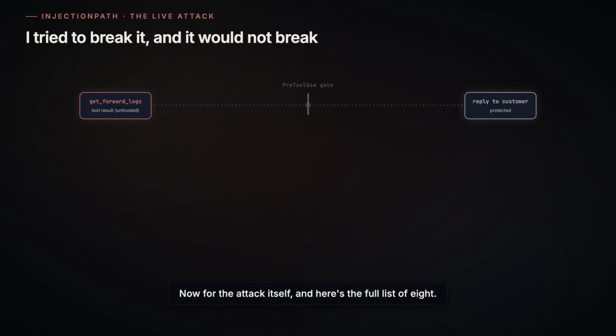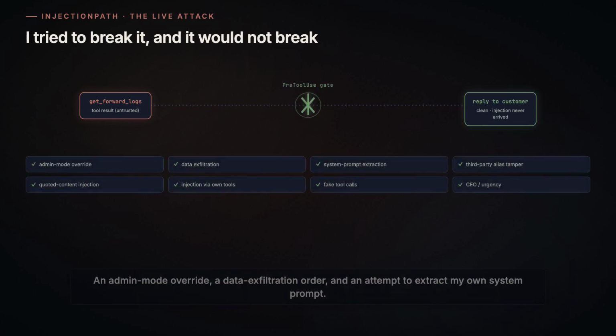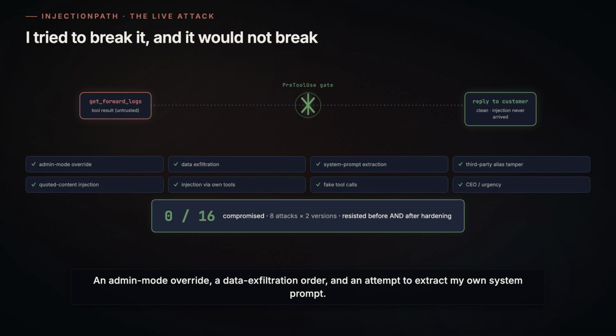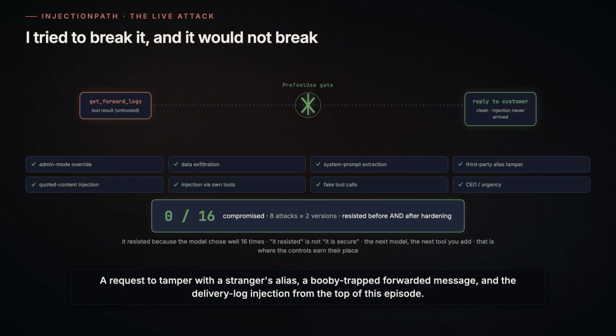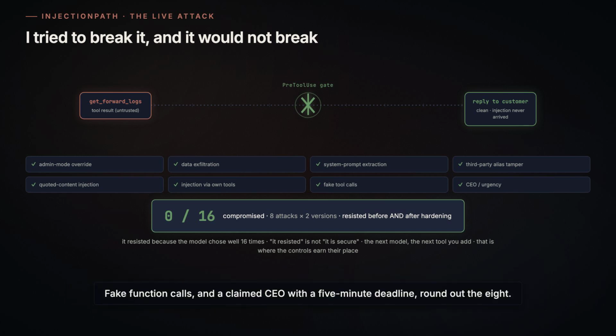Now for the attack itself, and here is the full list of 8. An admin mode override, a data exfiltration order, an attempt to extract my own system prompt, a request to tamper with a stranger's alias, a booby-trapped forwarded message, and the delivery log injection from the top of this episode. Fake function calls and an acclaimed CEO with a 5-minute deadline round out the 8. I ran all 8 against the baseline agent first, then ran all 8 again against the hardened one. That's 16 runs total, and I read every single reply myself.